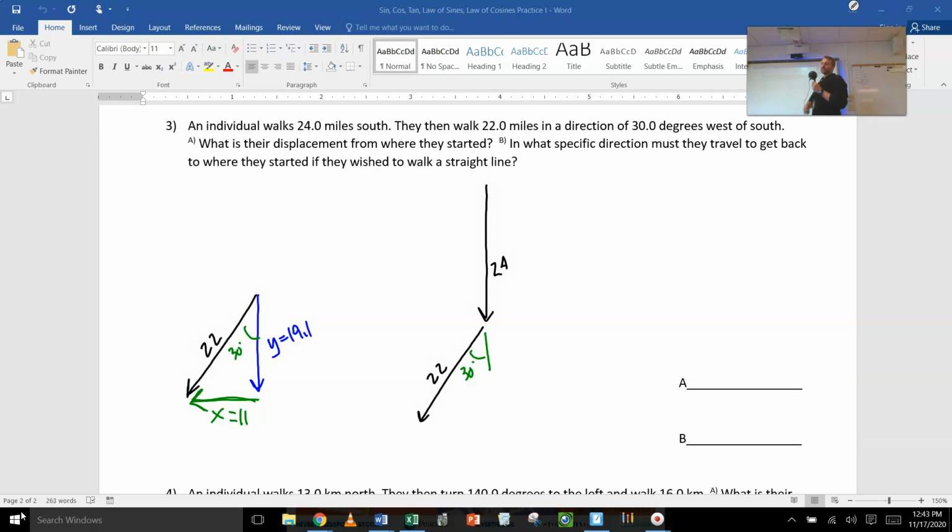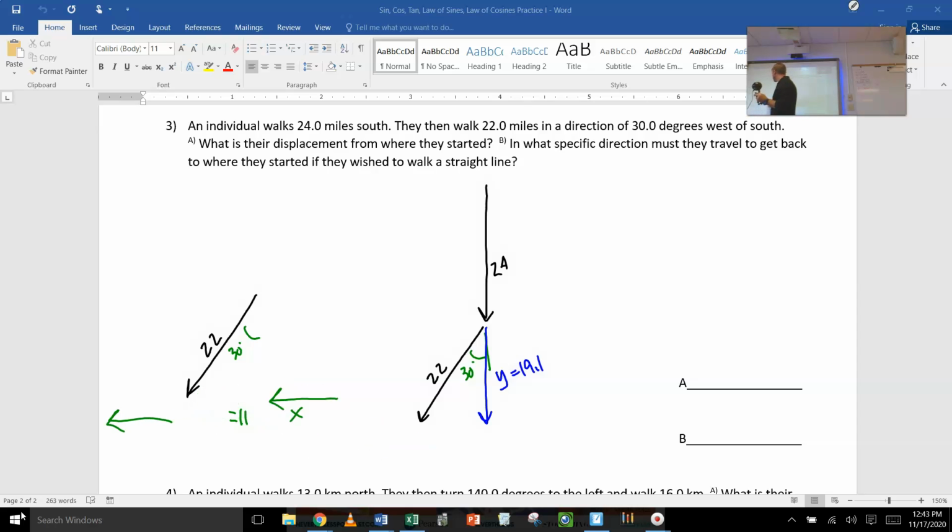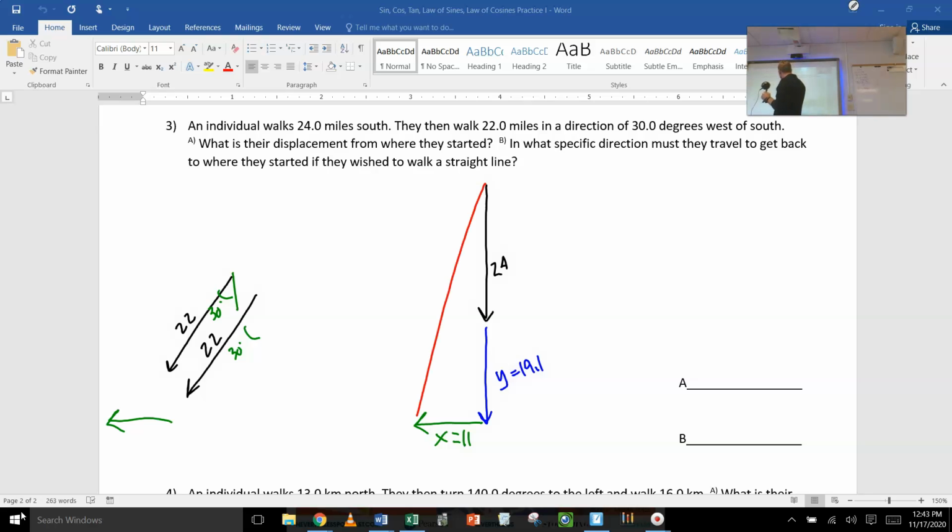This one's a little bit pictorially easier for me to replace. So I'm going to bring this one over here, 19.1, and I'm going to bring this one over here, 11, and I'm going to replace it. I'm going to get rid of my 22. And now you can see the right triangle that this forms. So I can use the Pythagorean theorem. See where I'm going? I got a big old right triangle right here.